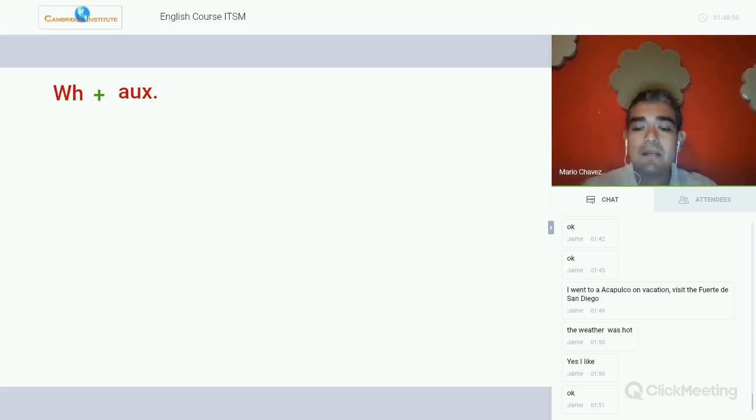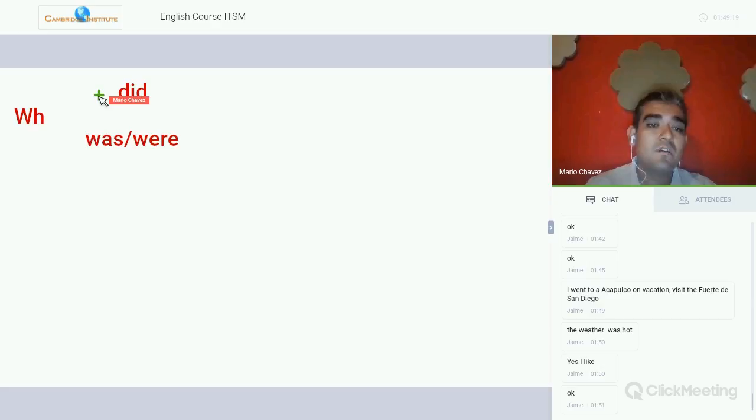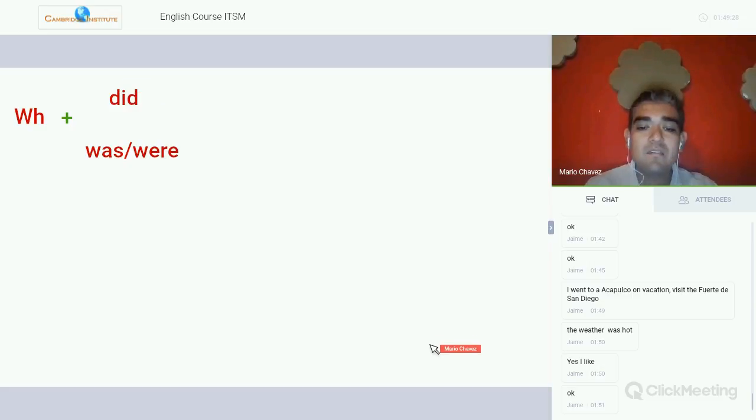¿Cuál será el auxiliary verb para el past? Para el pasado, the auxiliary verb is be, o también puede ser was or were, dependiendo. Si usamos el verbo to be, entonces was or were. Y si usamos cualquier otro verbo, entonces sería did. Right? Very good. So we use WH question, usamos WH question o information question. Then we use did, usamos el did o el was y el were.